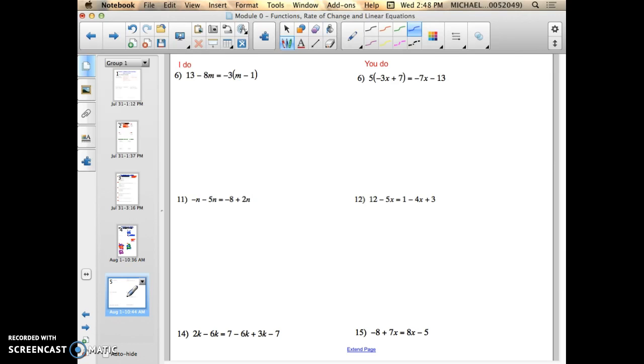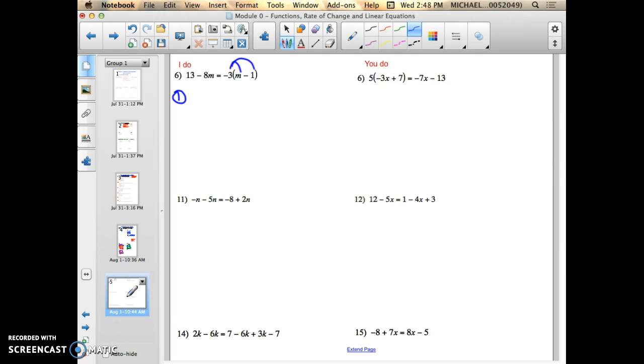And you've heard this word before. We're going to distribute that negative 3 into the m minus 1. So I just wanted to show you that process. And then the remaining part of solving this equation is very similar to what we just did. But the first step in this process is to distribute that negative 3 into both of those terms.